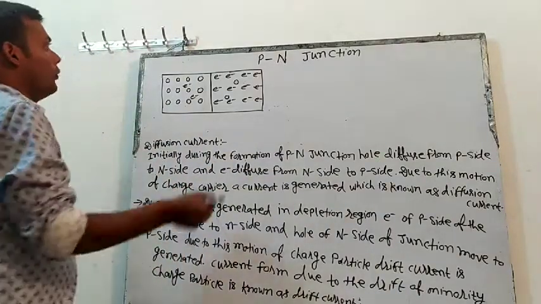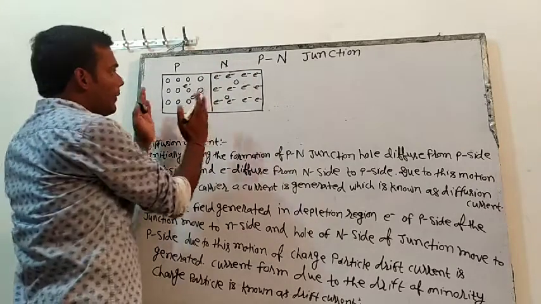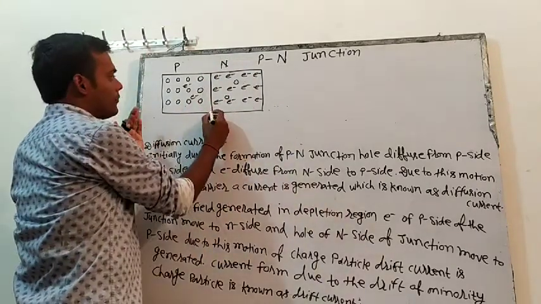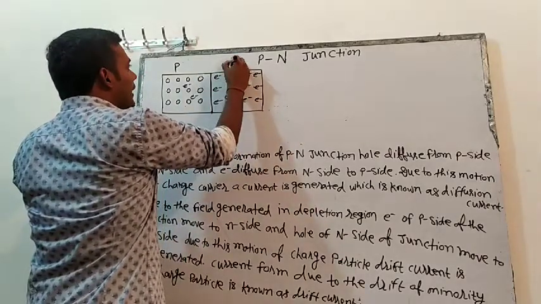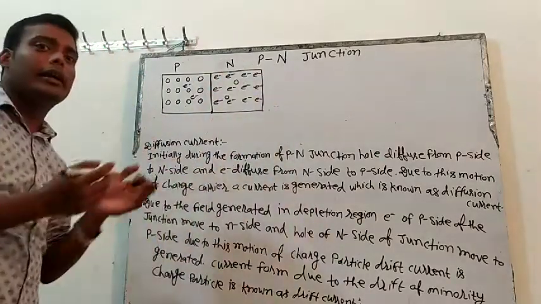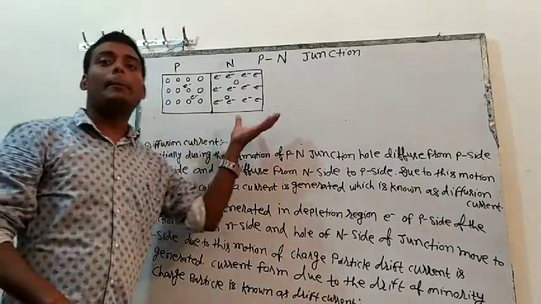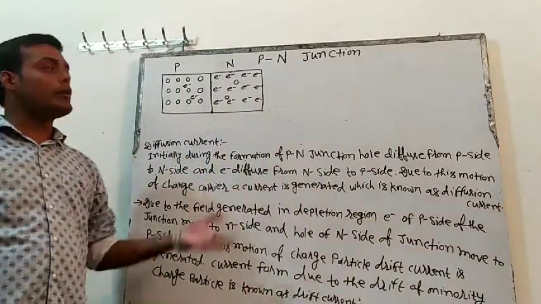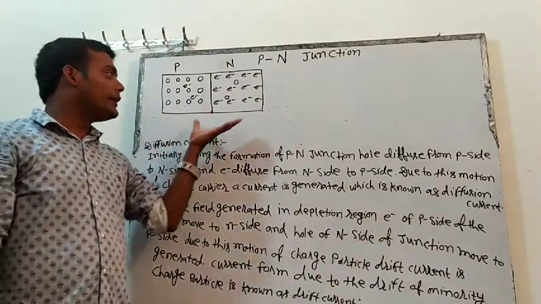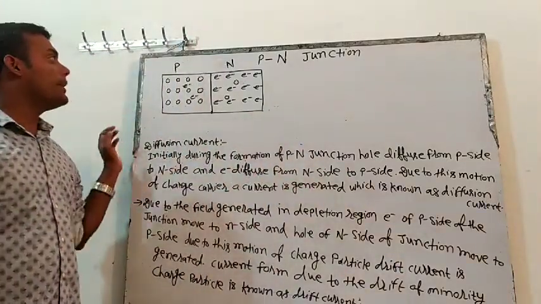Now what we will do in PN junction, we will attach both P as well as N in the same piece. So half side will be P and half side will be N. So a semiconductor in which half of the portion will be P type and the rest half will be N type is known as PN junction.